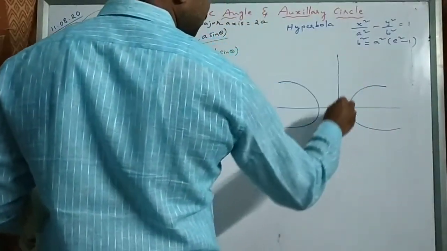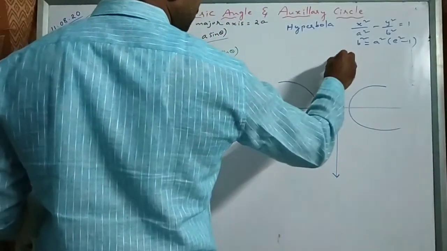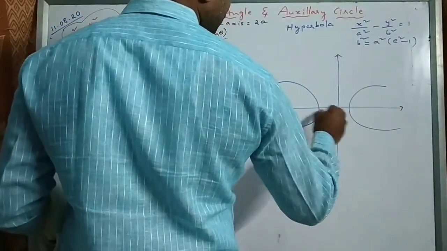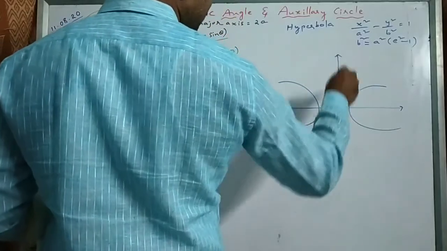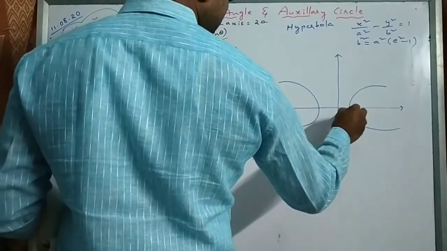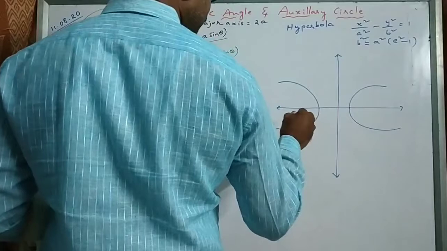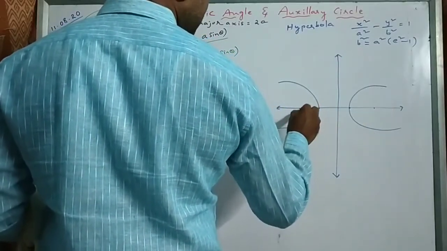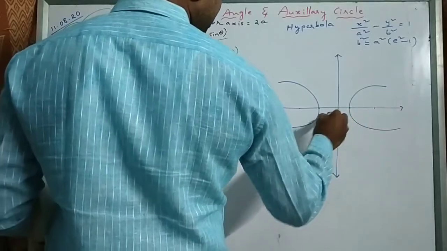This is the standard form of hyperbola. Horizontal hyperbola. Okay, horizontal axis and vertical axis. These are the vertices, right? Here one focus will be there, here one focus will be there. This is center.